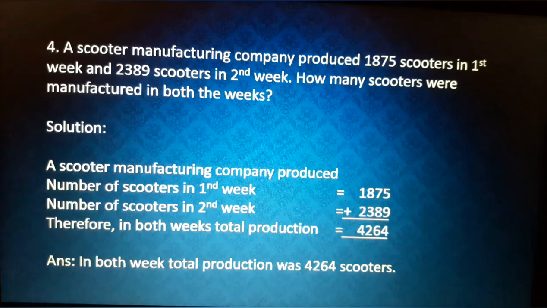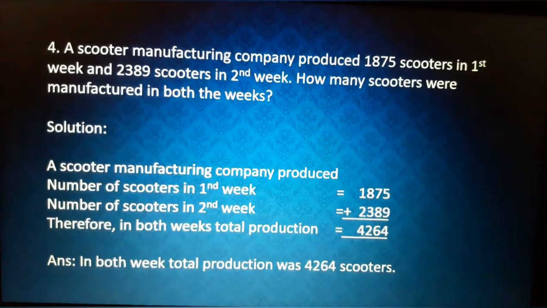So the answer will be, in both weeks total production was 4264 scooters. If you add up, 9 plus 5 you get 14, 4 carry 1, 7 plus 1 is 8, 8 plus 8 is 16, 6 carry 1, 8 plus 1 is 9, 9 plus 3 is 12, 2 carry 1, 1 plus 1 is 2, 2 plus 2 is 4. So in 2 weeks, in both weeks, the production was 4264 scooters. So class, I hope you have understood about the sums, that this is the way you should write the statement. Keep your statement as simple as possible, as short as possible and clear. Okay, thank you class.